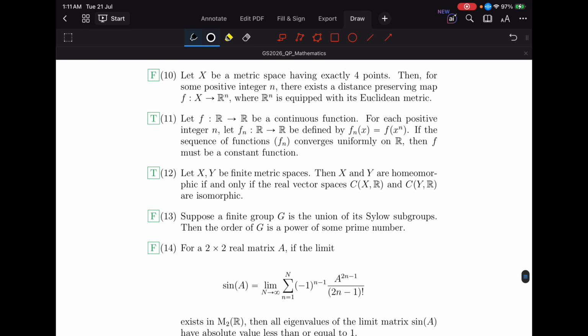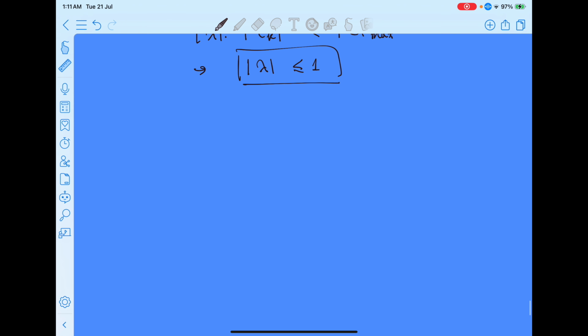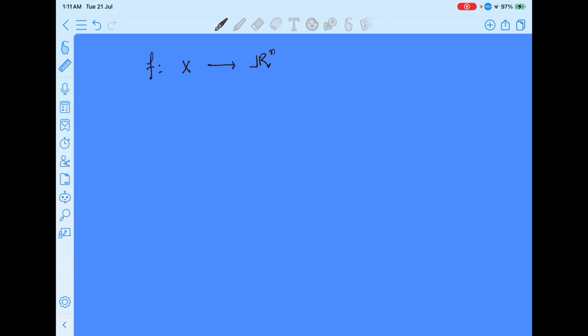So let X be a metric space having exactly 4 points. Then for a positive integer n, there exists a distance preserving map from X to R^n, where R^n has its Euclidean metric. So I will do this by geometry. You can just check it by hand. So this is not true, because, yeah. So let us just define a map from X to R^n, where X is a 4-point space, right? So I will define it like that.